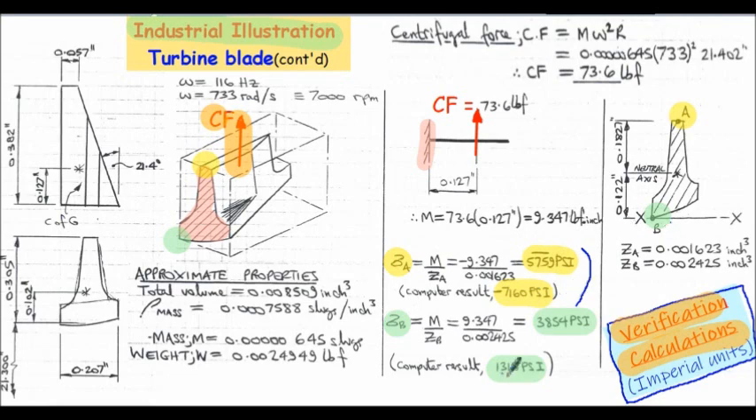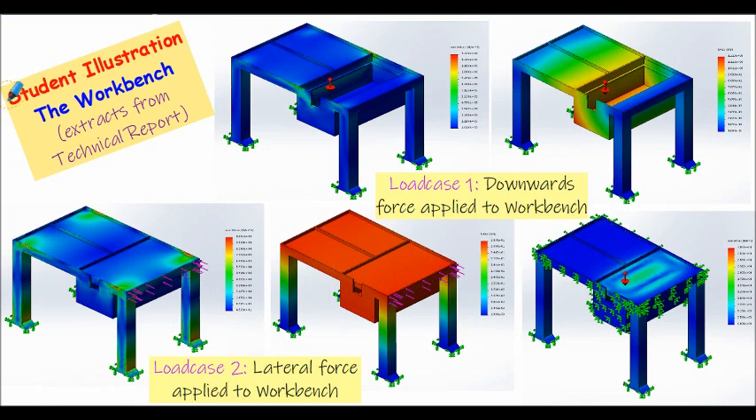At location B, at the bottom of our section, our hand calculations produced a positive stress, a tensile stress of nearly 4,000 psi, and the computer results were around 1,000. So these values didn't correlate too well. But this simple calculation shows an insight into how engineers always try to verify computer models as best they can. Here's an illustration from a past student related to his design for a proposed workbench.